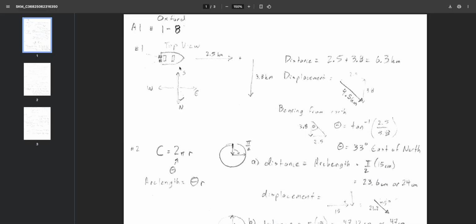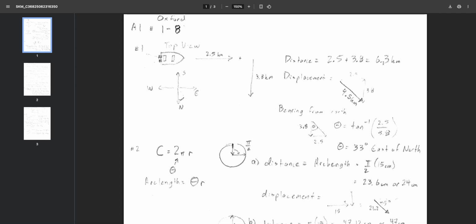But for now, let's just look at our boat. The boat travels 2.5 kilometers to the east and then 3.8 kilometers north. I apologize, I had to change my frame of reference because I already had done the drawing. So distance is how far the boat actually traveled. Displacement is how far it is from the start point to the end point. Okay, so there's going to be two different numbers.